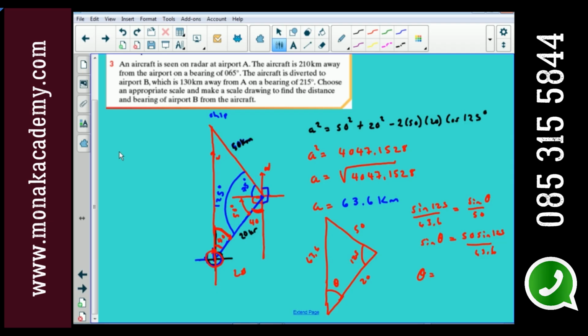If I say calculate the bearing of A from B here, and I tell you that A is due north of B, what will you do? What answer will you get? Bearing of A from B, and you're told that A is due north of B. 360. It's 360. That's what we have here. So our answer is 360.